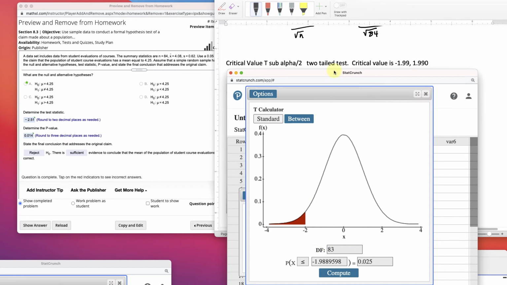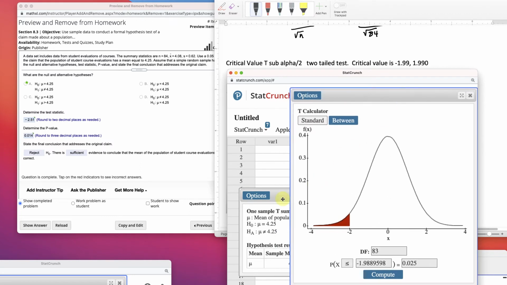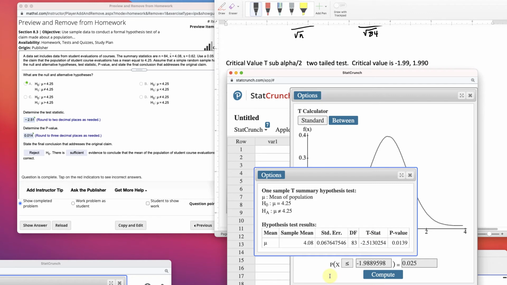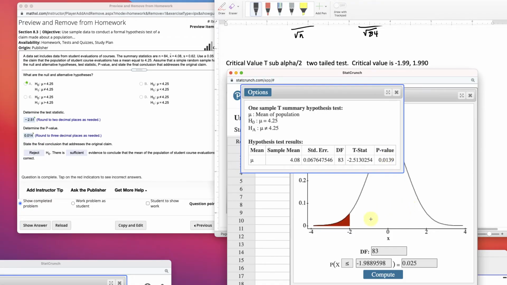You get the test statistic right there, and you see that it is to the left. You reject the null hypothesis and you're done. If this would have been to the right, in the middle, in the gray area here, we do not reject.